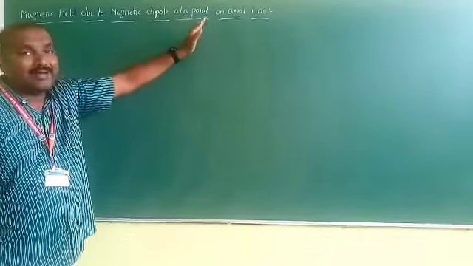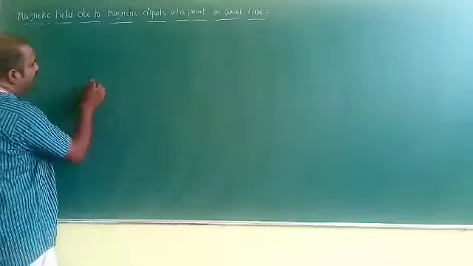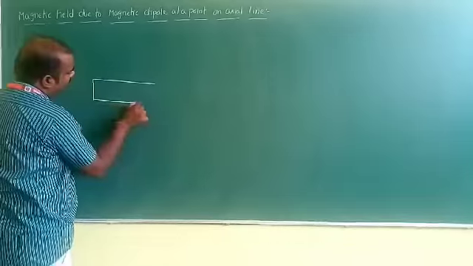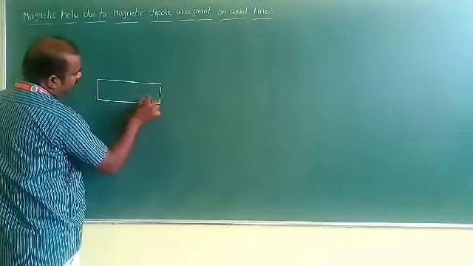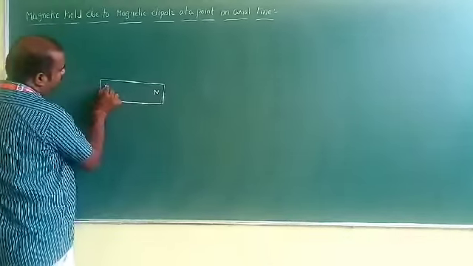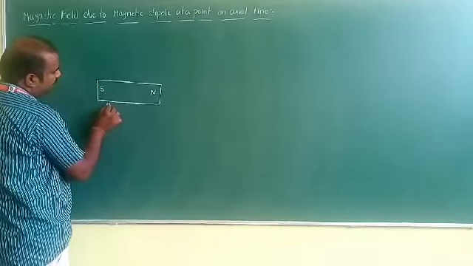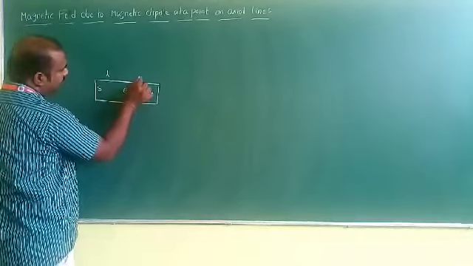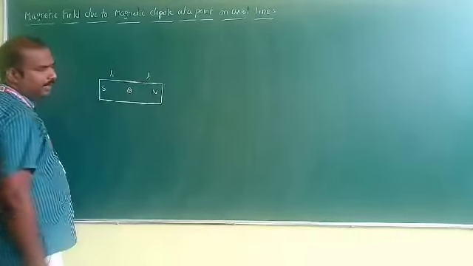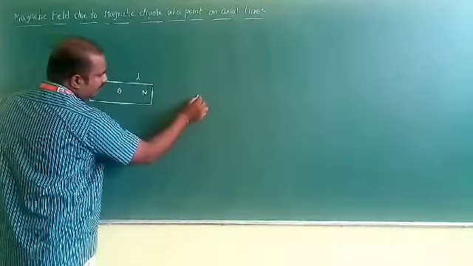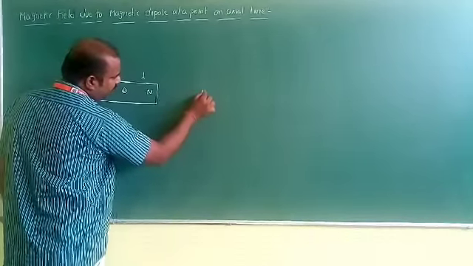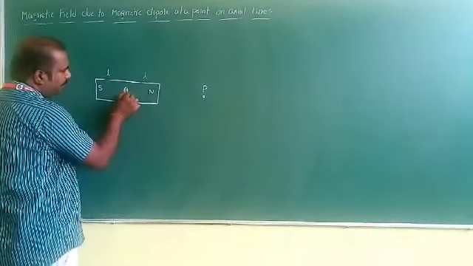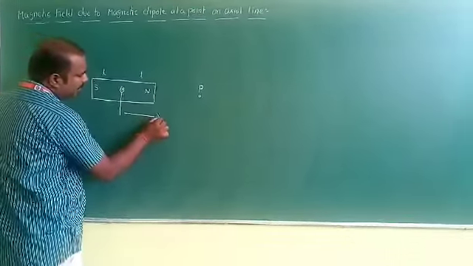A point lies on the axial line. Now here I am drawing the diagram. This is the bar magnet. This is the north pole. This is the south pole, and the distance between these two poles is L. This is the center, I am taking this as O. This is of length L. Now this is the observation point. The observation point I named P. The distance between P and the center is given as R.